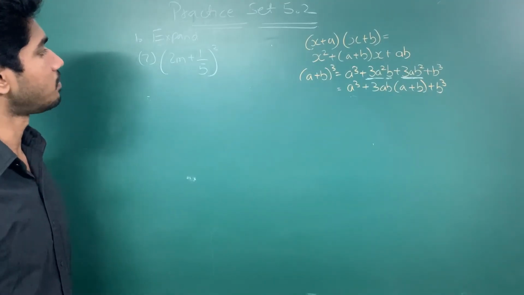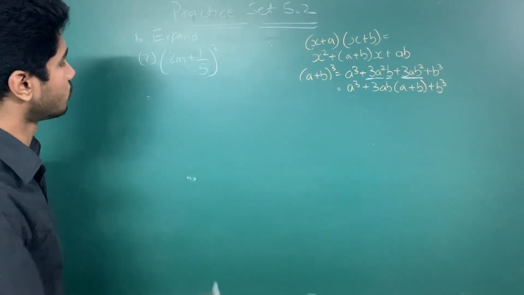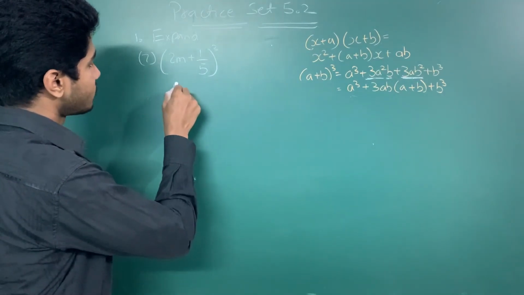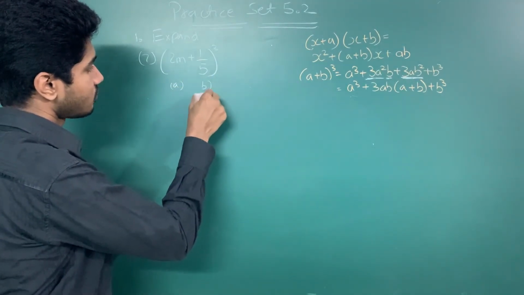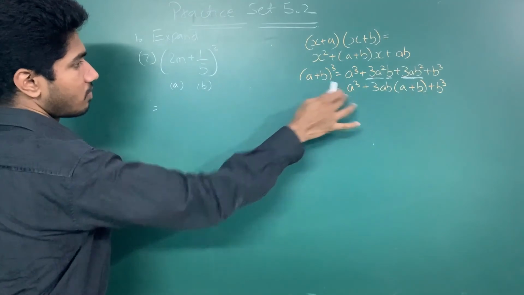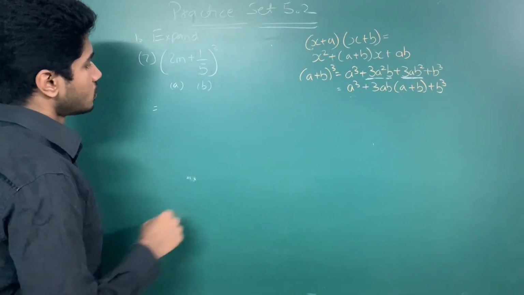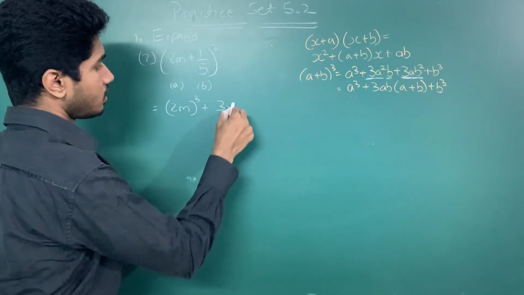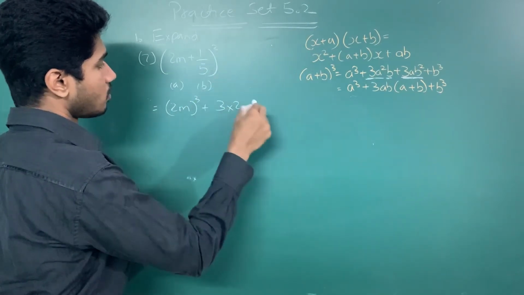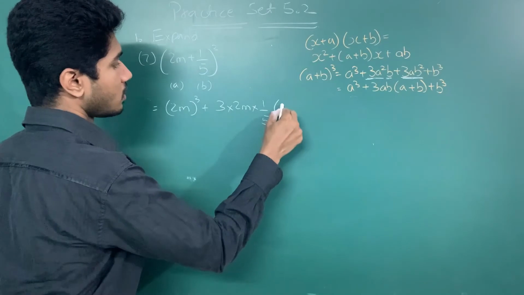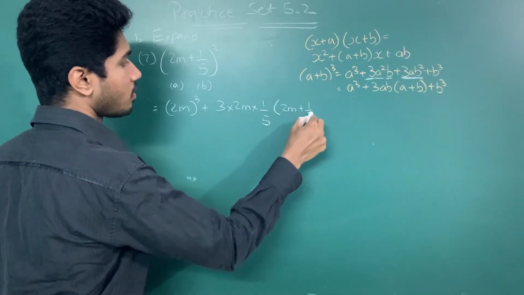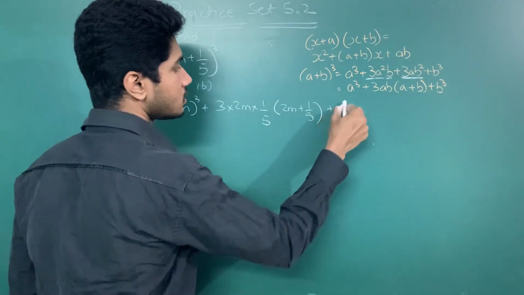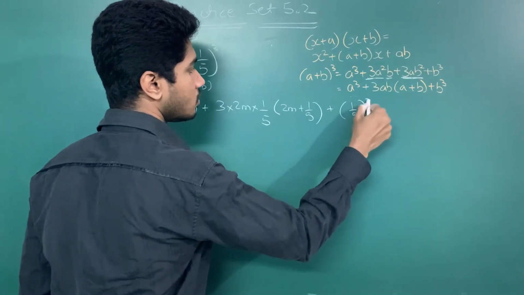Seventh sum, 2m plus 1 upon 5 the whole cube. Well, 2m stands for a and 1 by 5 stands for b. We'll apply this formula over here. So 2m the whole cube plus 3 into 2m into 1 upon 5 into 2m plus 1 upon 5, plus 1 upon 5 the whole cube.